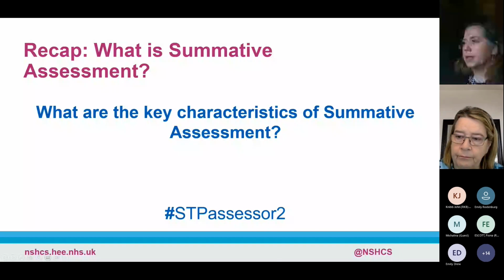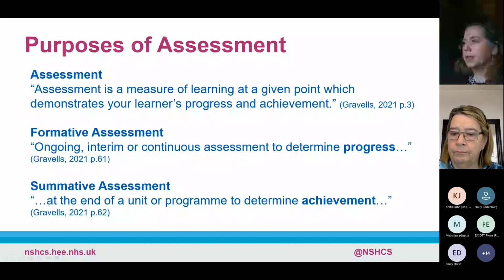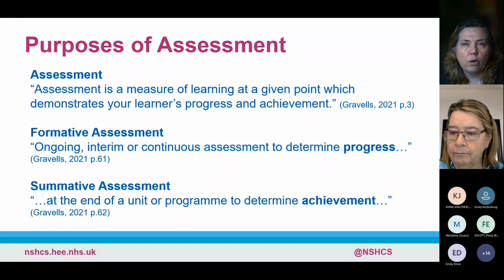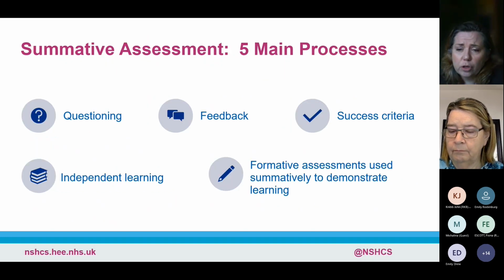Okay, so this is one that I shared last week, but if we skip to the summative bit, it's very much about that end of a unit or a programme to determine achievement. Formative assessment tends to be the ongoing, continuous progress, and summative assessment relates to that overall achievement. I shared this last week, so I won't spend too much time on it.